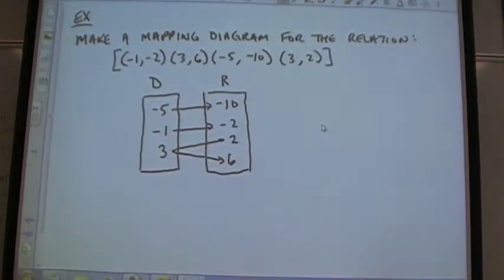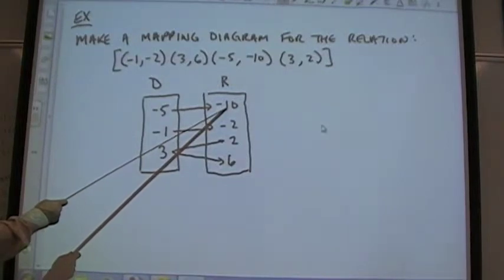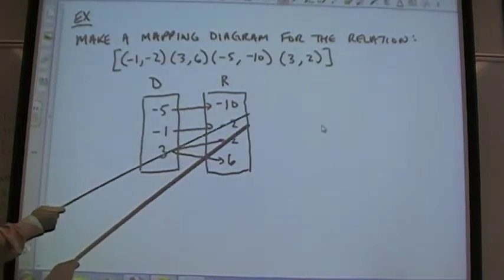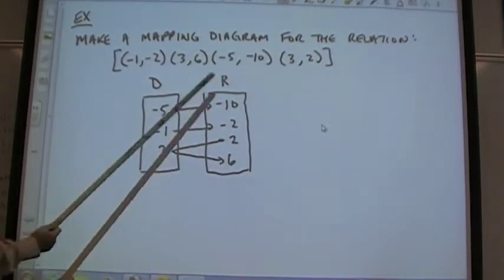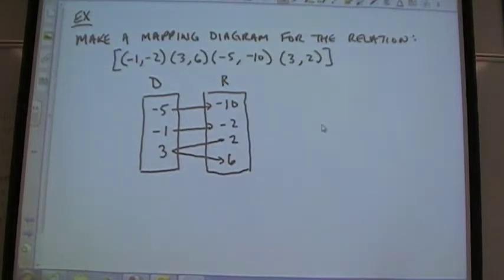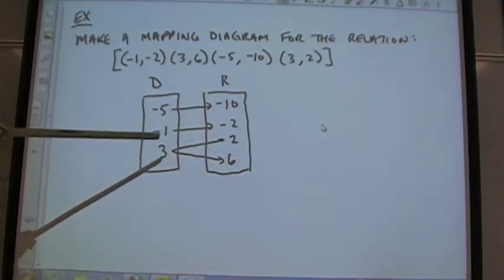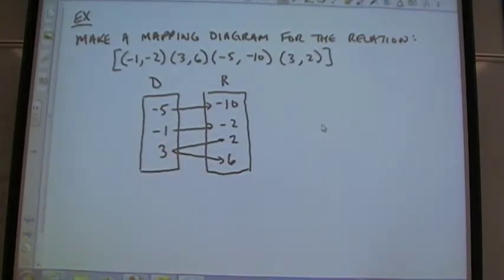And same thing for range. -10 comes first, it's the smallest. Then -2, 2, 6. Then you just draw an arrow from what's matching up with x and y. -5 pairs up with -10. -1 pairs up with -2. 3 pairs up with both 2 and 6.